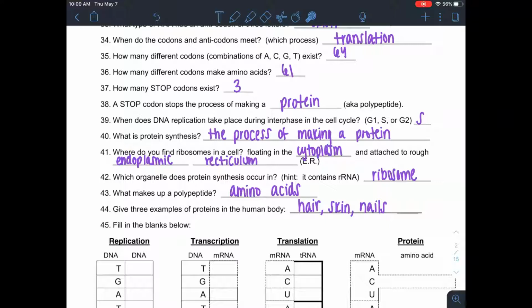They are anchored somewhere, right? So it all takes place in very specific places. All right. Now for 42, which organelle does protein synthesis occur in? That would be your ribosome. Hint, it contains ribosomal RNA.